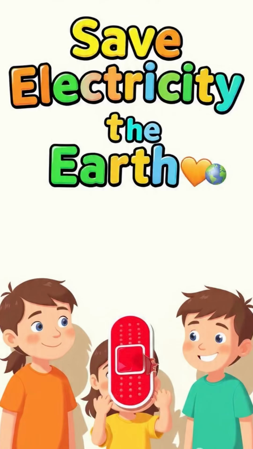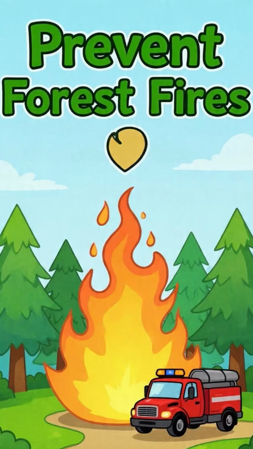Energy conservation reduces emissions from power plants. Simple actions like turning off unused lights, using LED bulbs, and energy-efficient appliances save electricity and help the planet.